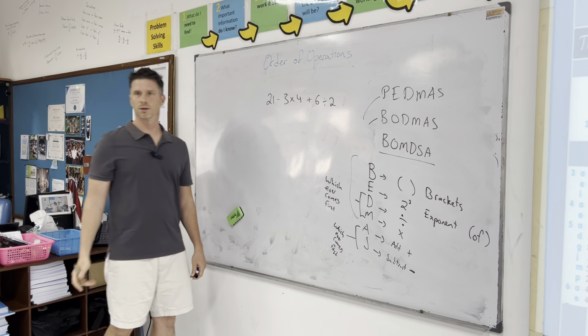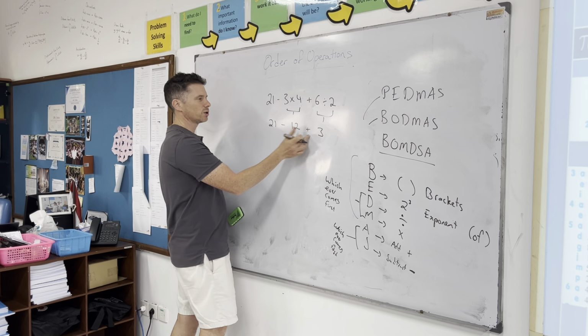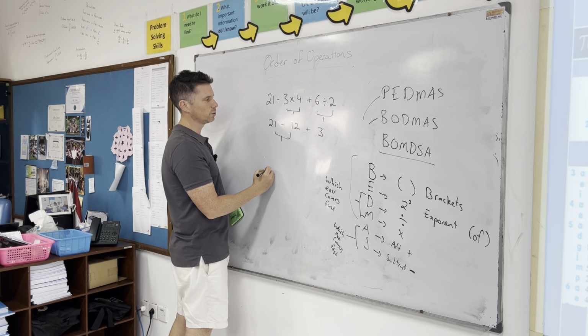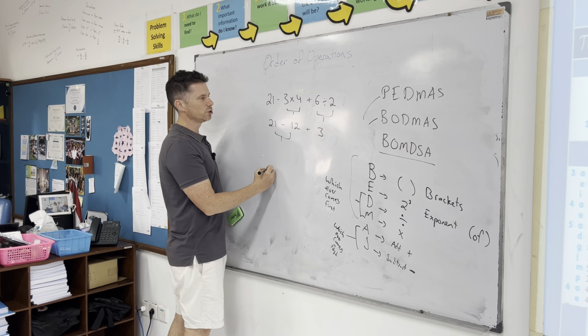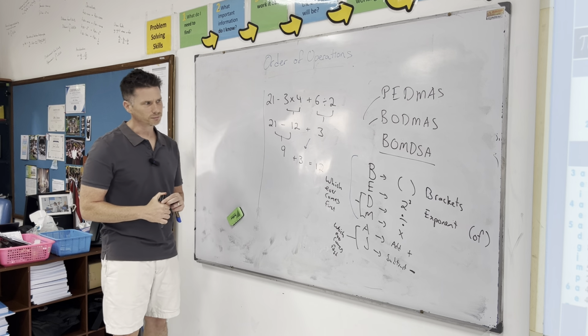So what I would do is rewrite in my working out. 3 times 4 is 12. And then I add, and now I can do this: 6 divided by 2 is 3. Now, which do I do first, the subtraction or the addition? I'm going left to right again, whichever comes first with subtraction and addition. 21 minus 12 is 9. I can add the 3 now. That's 12. Okay? So you've done this before, but hopefully now you know a little bit more about the reason behind it. Let's do another example.